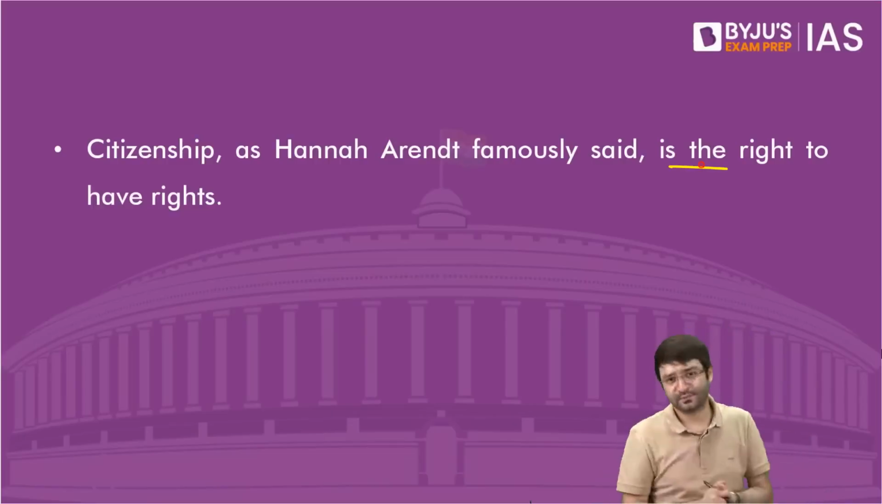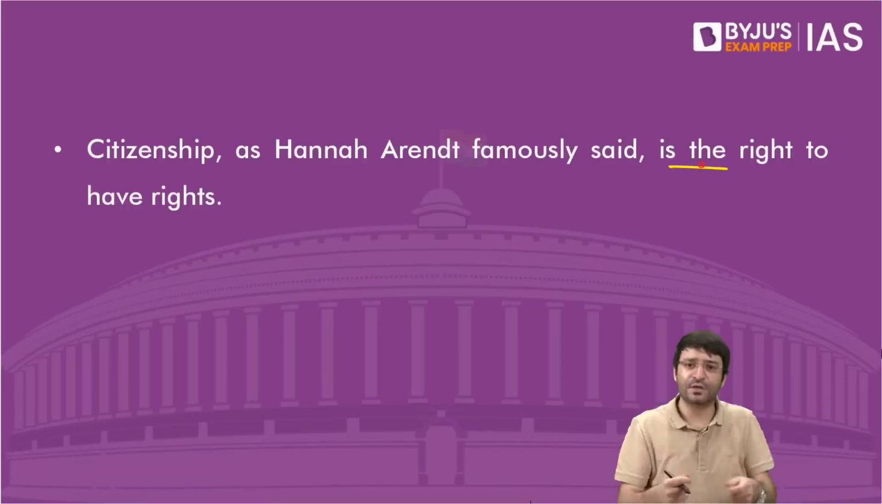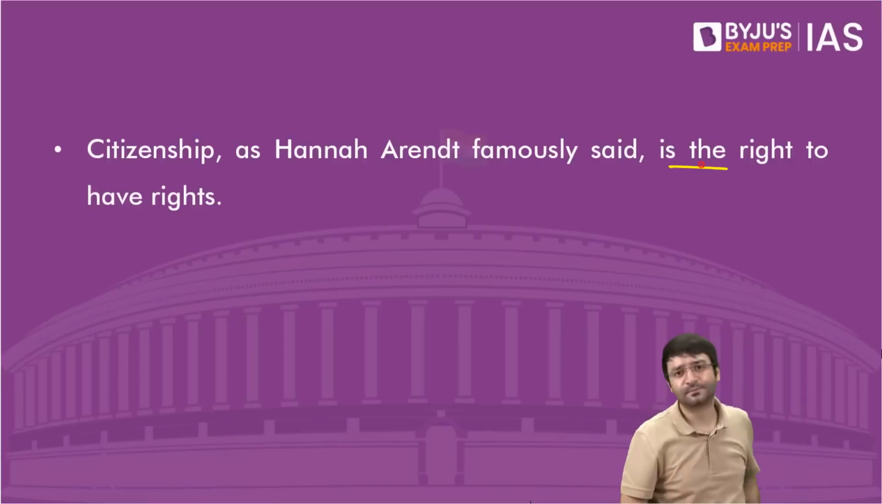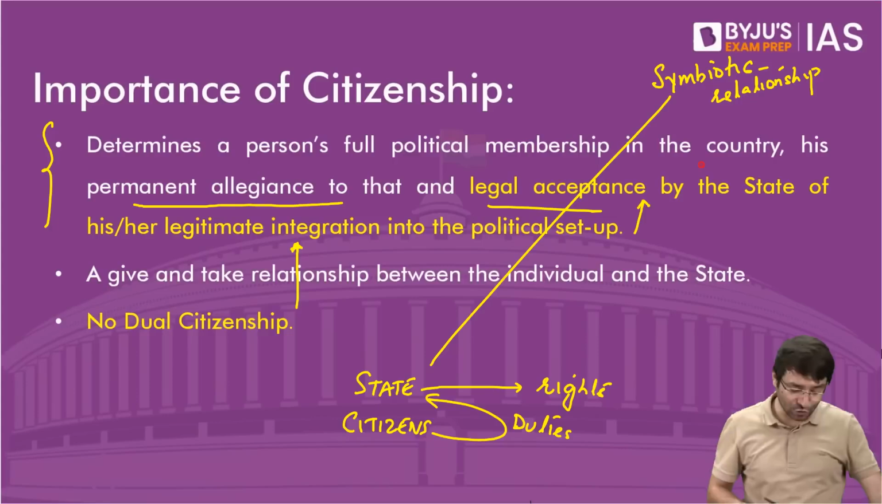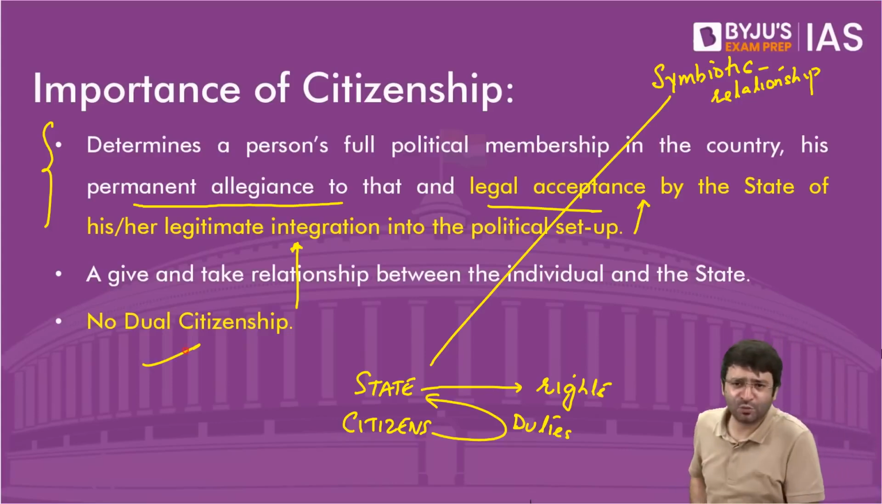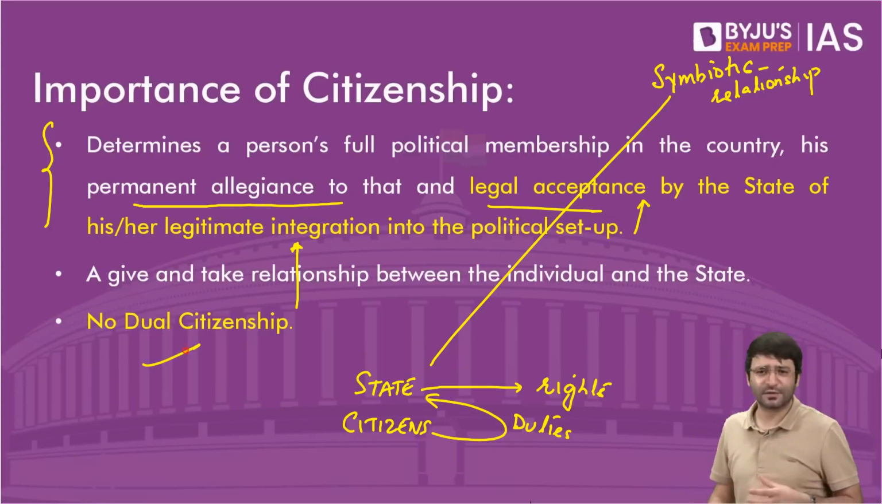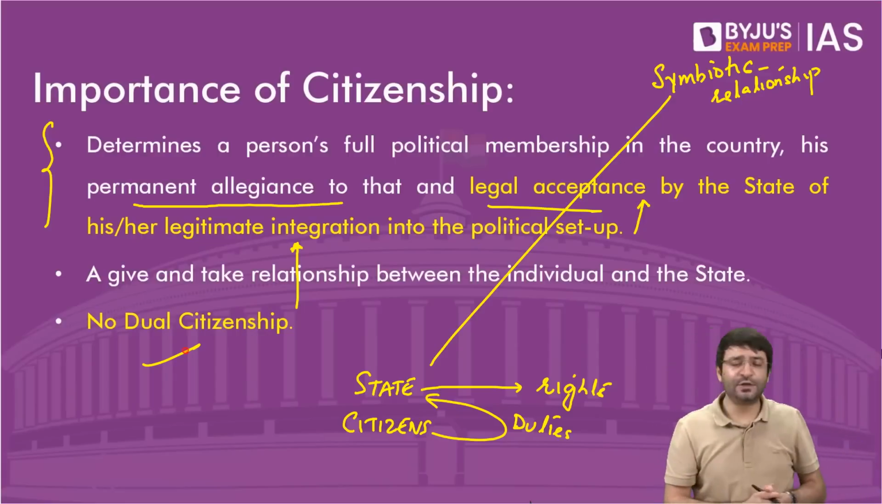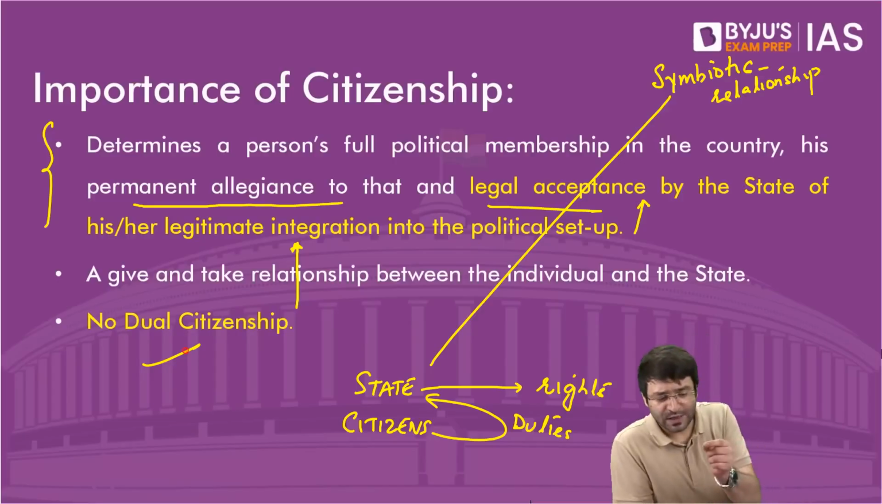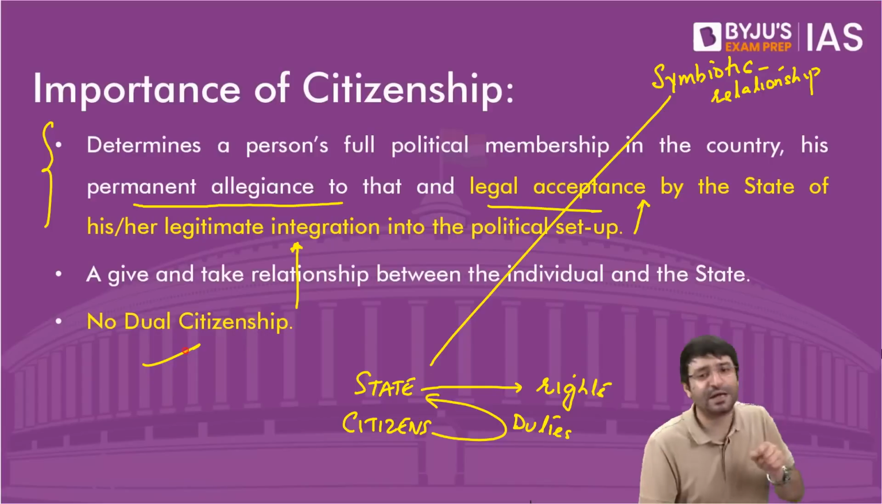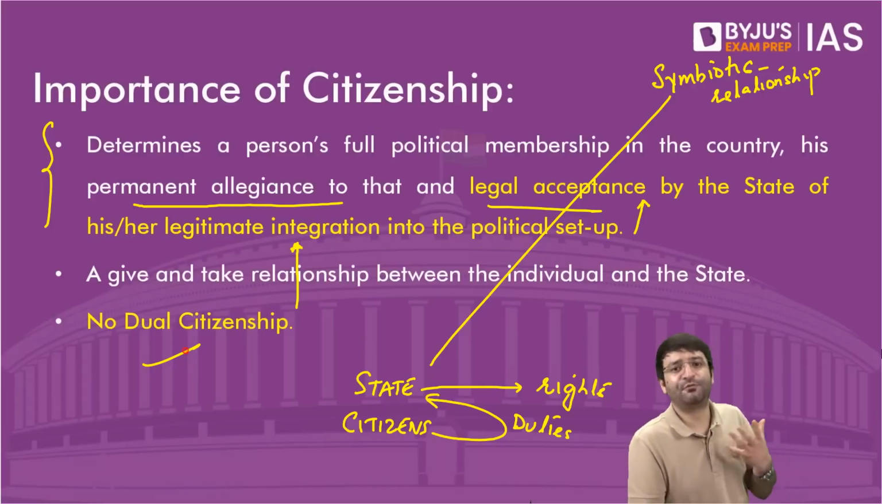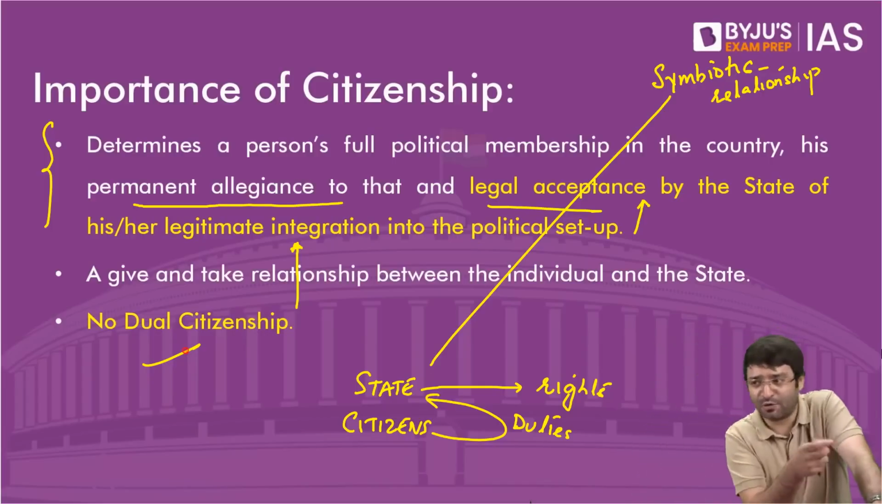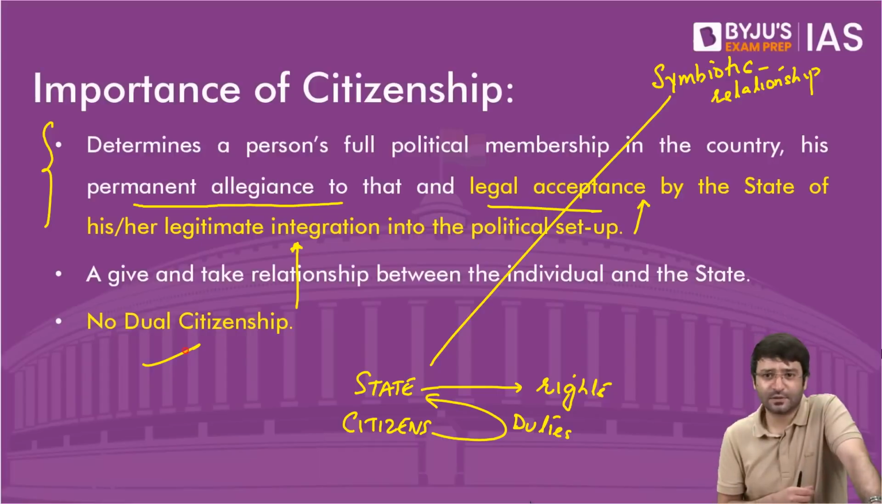You have to prove it. And once you prove it, the state accepts you. Now you have a right for all other rights. And there is no such thing as dual citizenship. Dual citizenship, for example, something in United States. There are two aspects to dual citizenship. One, in United States, you are a citizen of United States, but you are the citizen of a state in United States as well. For example, if you are from Chicago, you are a citizen of Chicago as well as United States. Citizen of Florida as well as United States.